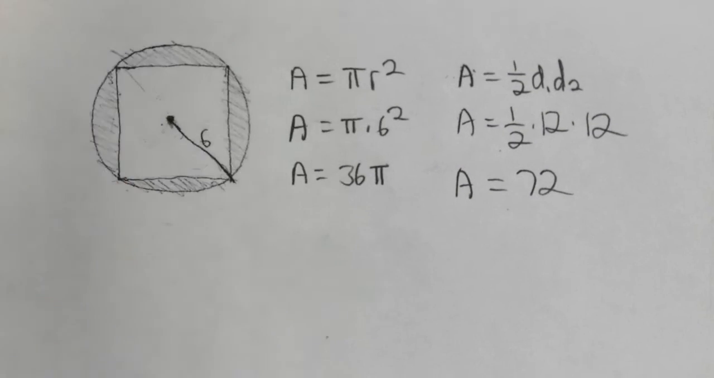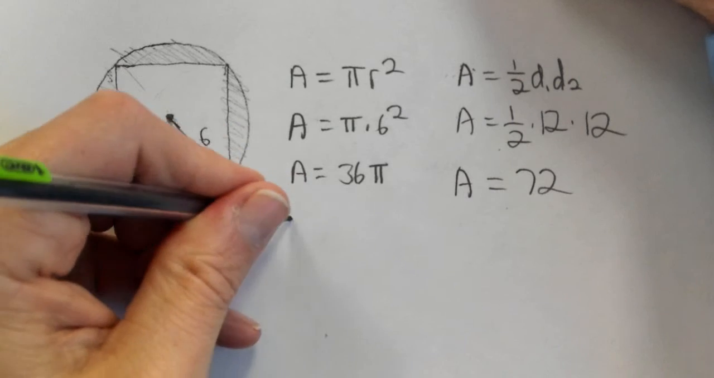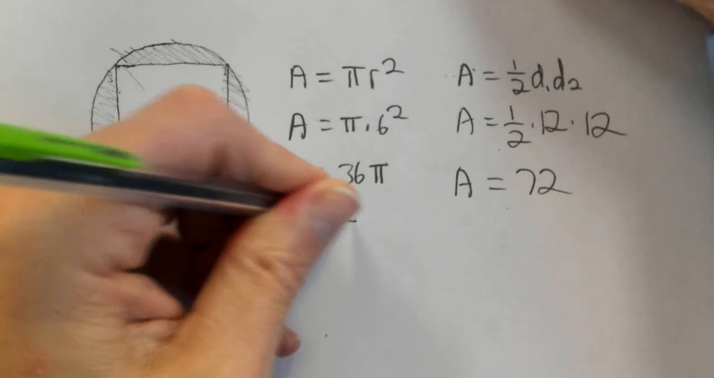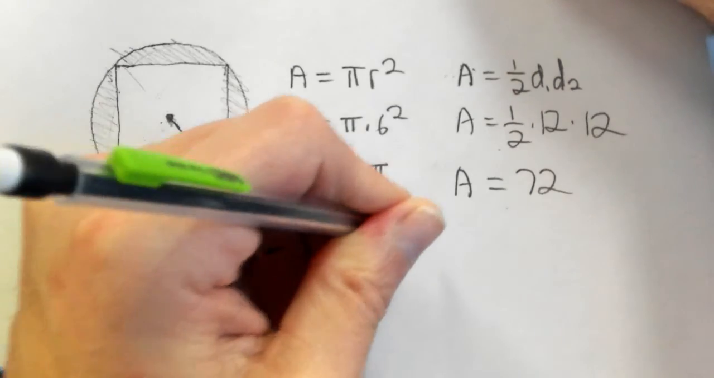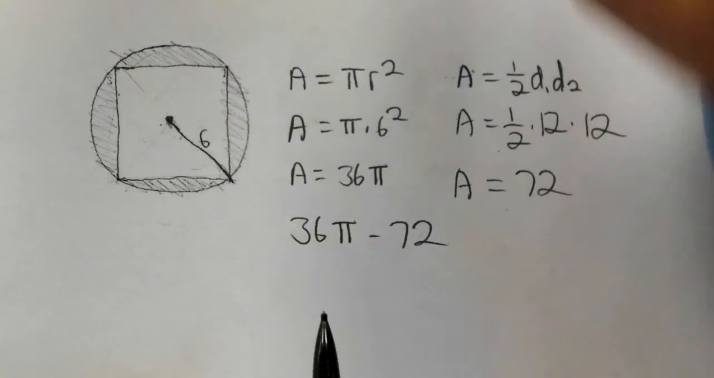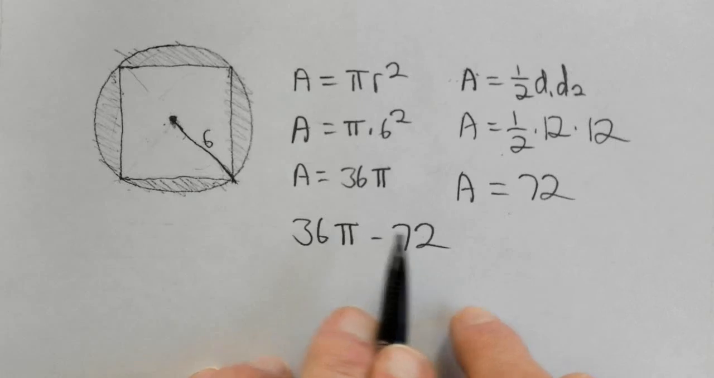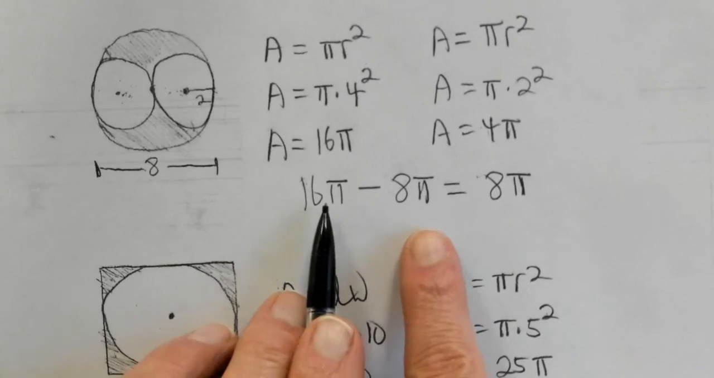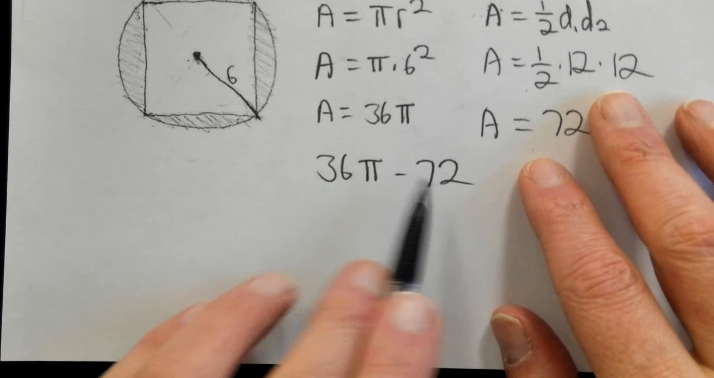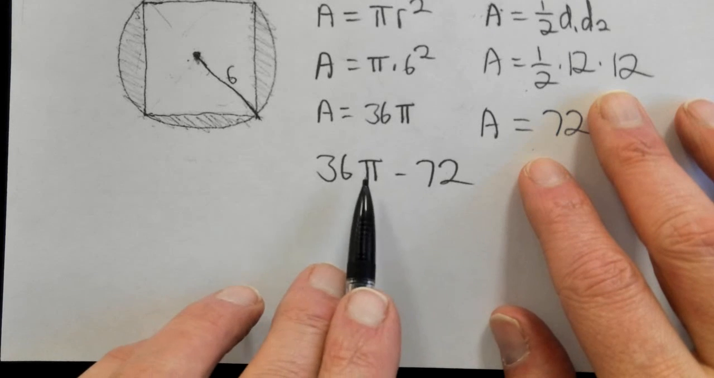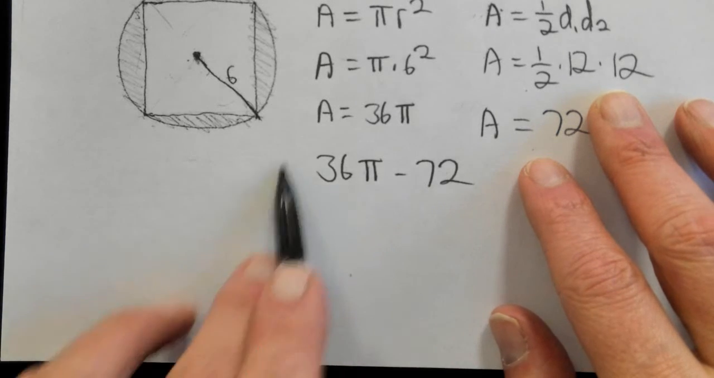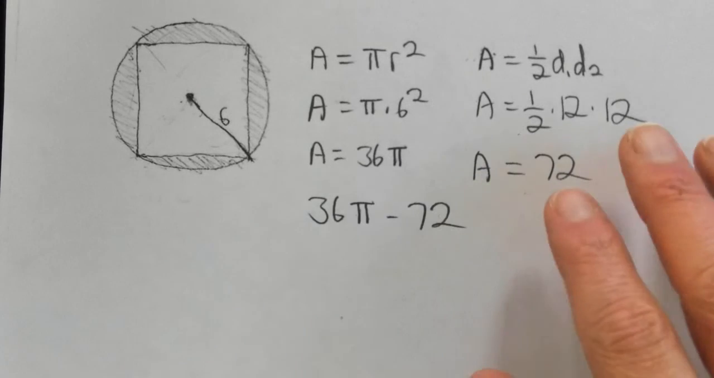All right? And we're not quite done. We actually have to subtract this off. 36 pi minus 72, and then that's your answer. Remember, the reason why you can't combine these is because they're not like terms. They either both have to be pi, like they were here, to subtract off, or they both have to be regular numbers to subtract off. So since one's pi and one's a regular number, you just leave it like that, and that is your answer.